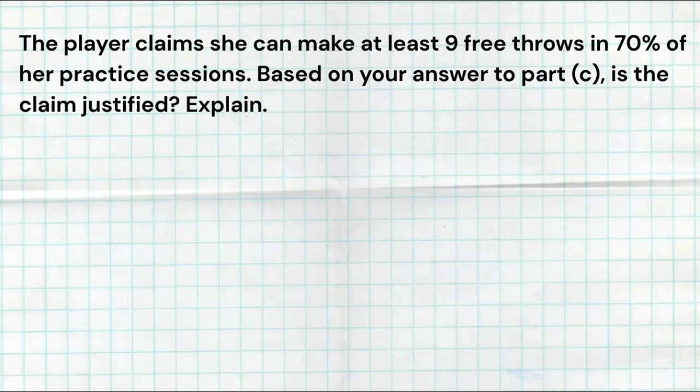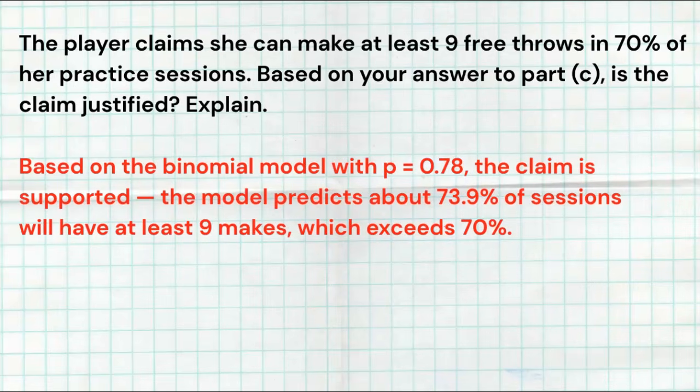All right. Next question. The player claims that she can make at least 9 free throws in 70% of her practice sessions. Based on your answer to part C, is this claim justified? Well, I would say yes. Based on the model that we calculated, there's a 78% chance of success on any one shot. The claim does seem to have support. We predict 73.9% of sessions will have at least 9 makes. That was the probability of 9 or more makes that we calculated. So she's saying that she could do that in 70% of her practice sessions. So I believe her claim to be justified for the pure fact that 73.9 is definitely greater than 70%. So I think she could do it.